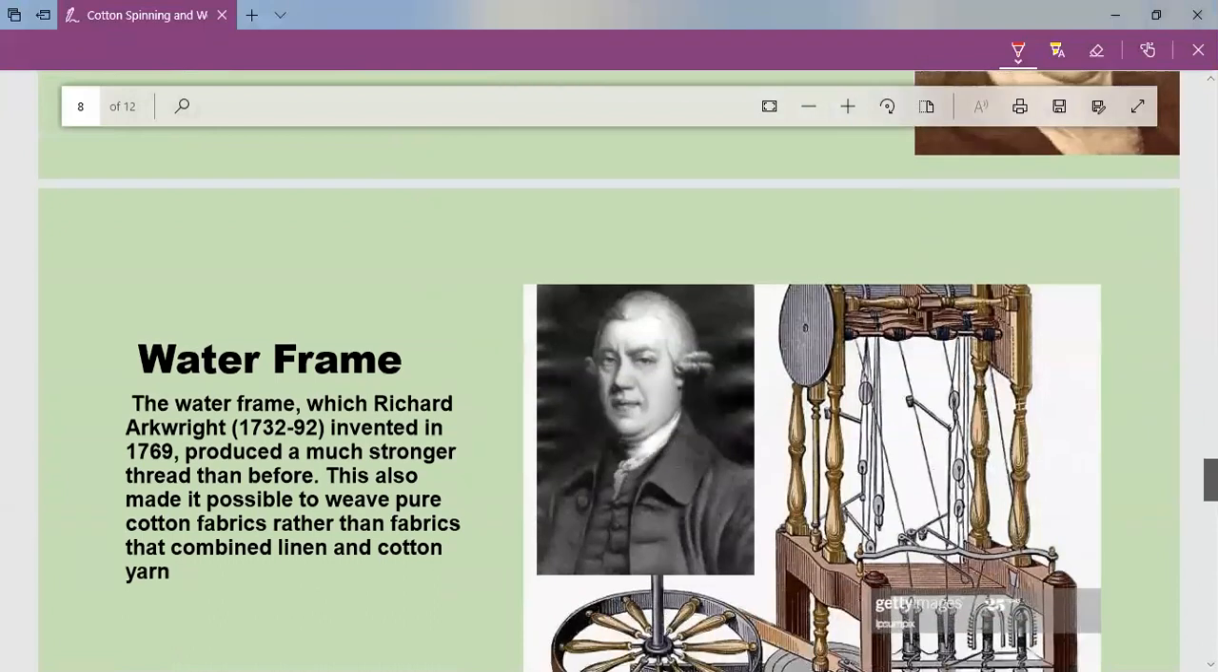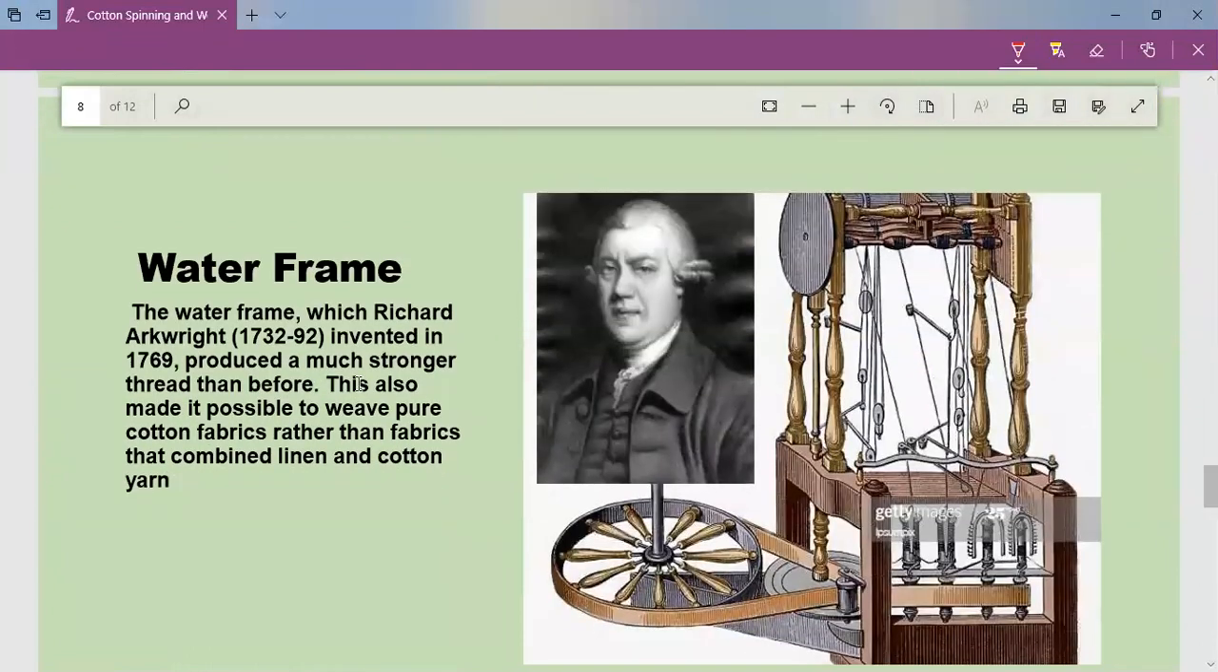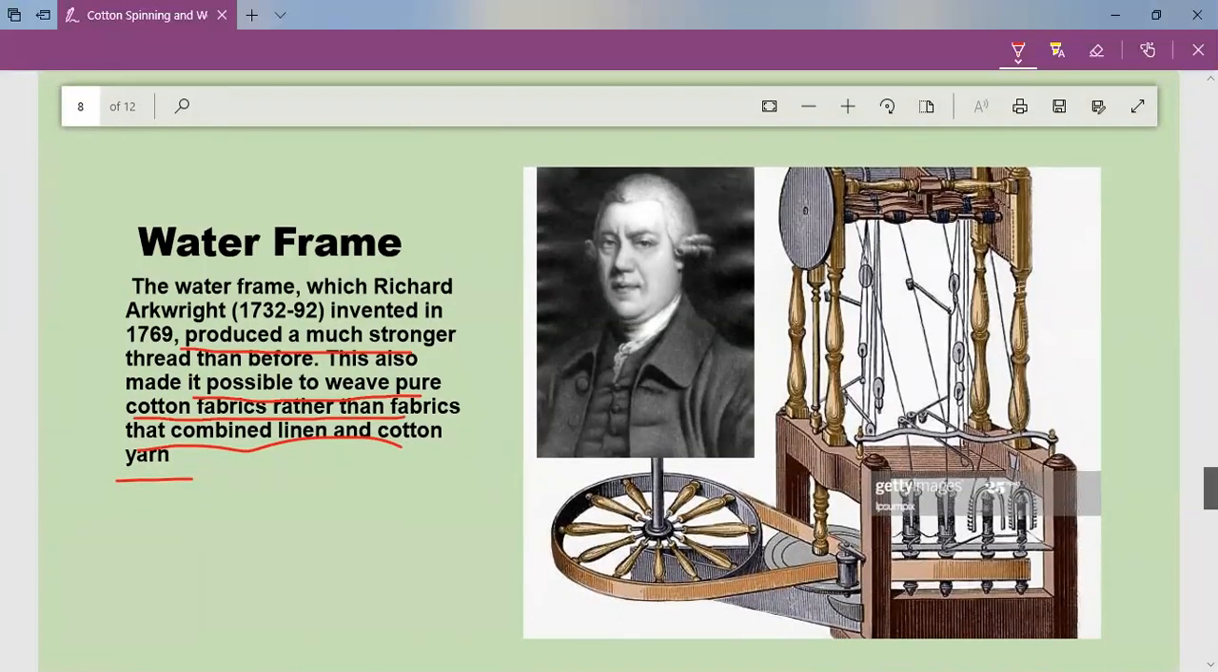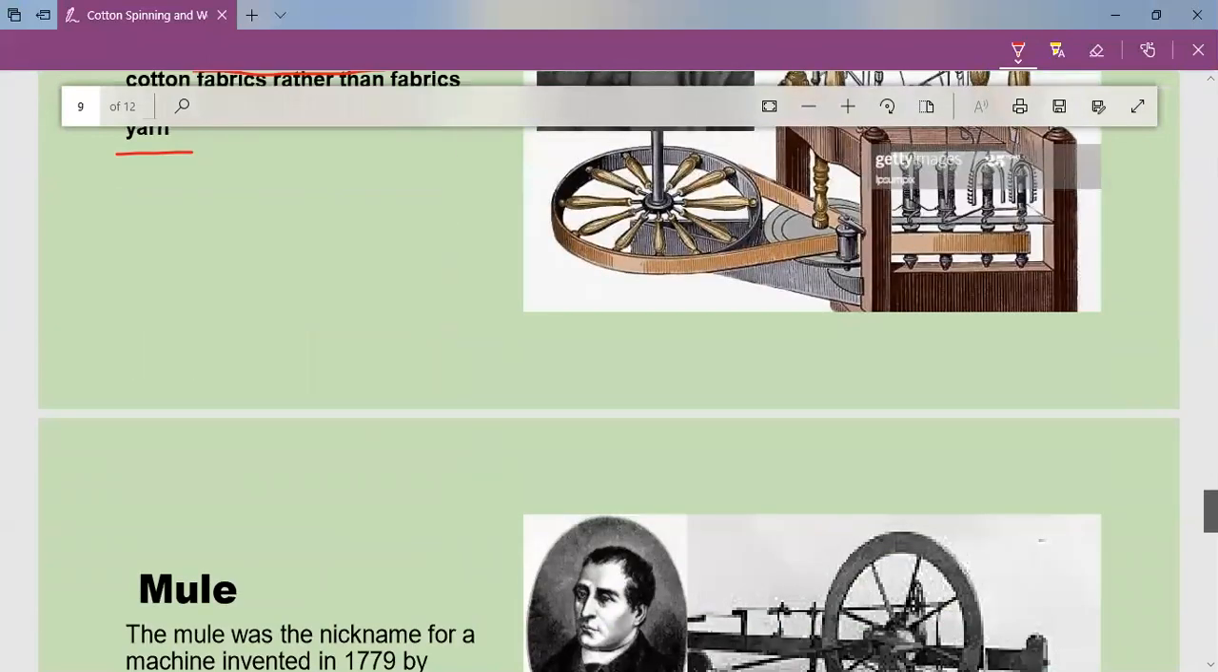The next invention was the water frame by Richard Arkwright. With the help of the water frame, you could produce stronger thread, and it became easy to weave pure cotton fabrics. Before that, they were mixing flax to make linen, mixing linen and cotton and spinning to get a stronger thread. Now you can make pure cotton fabric. So this is Richard Arkwright and his water frame.